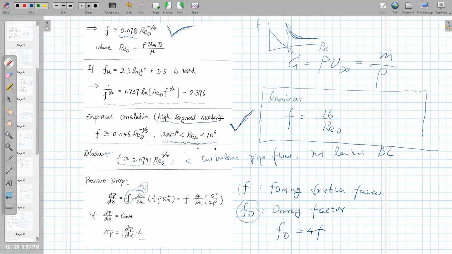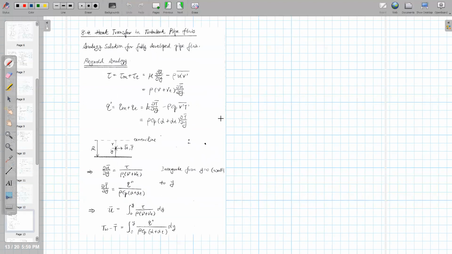Okay, we want to solve the problem numerically. All right. Because that requires you to solve the full RANS equations with some turbulence model, we don't want to do that. We're still using the so-called analogy method. Okay, analogy solution for fully developed pipe flow. Same thing, we start from the Reynolds analogy.